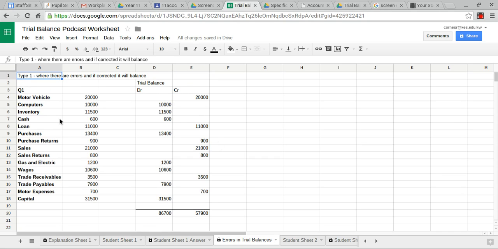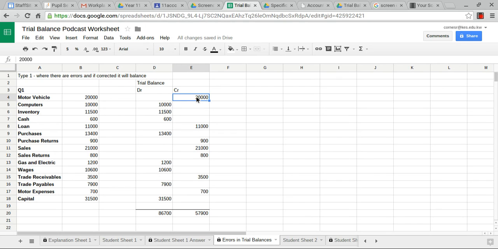Okay, we've got three different types of common exam question, and we'll do a quick example of each one, and then I've prepared an example of each one for you to do in your own time. The first one is where we've got a difference between the debits and credits in the trial balance, and we're going to need to work our way through it and put things in the right place.